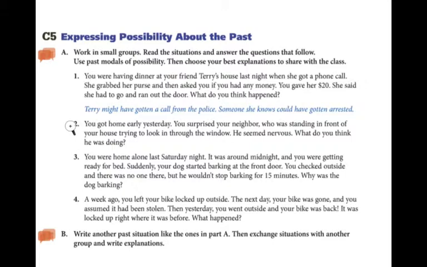Well, a lot of things might have happened. For example, Terry might have gotten a call from her babysitter. Her daughter might have had an accident at home, and Terry must have had to leave in a hurry. So there are a lot of sentences that you could create based on the situations here.